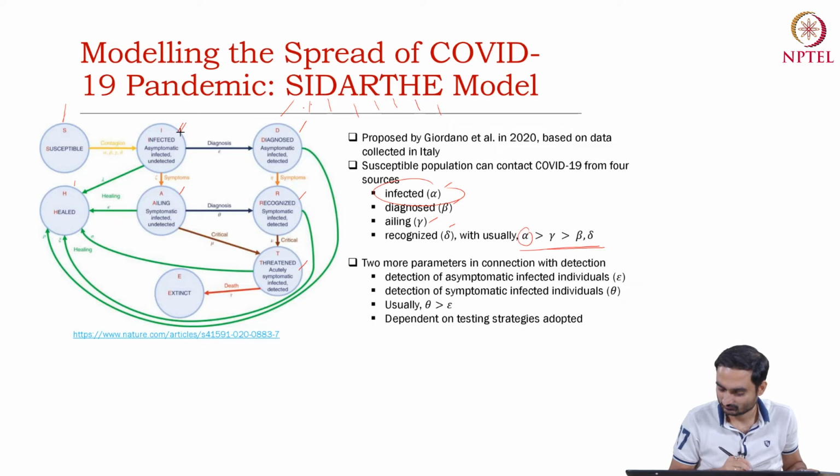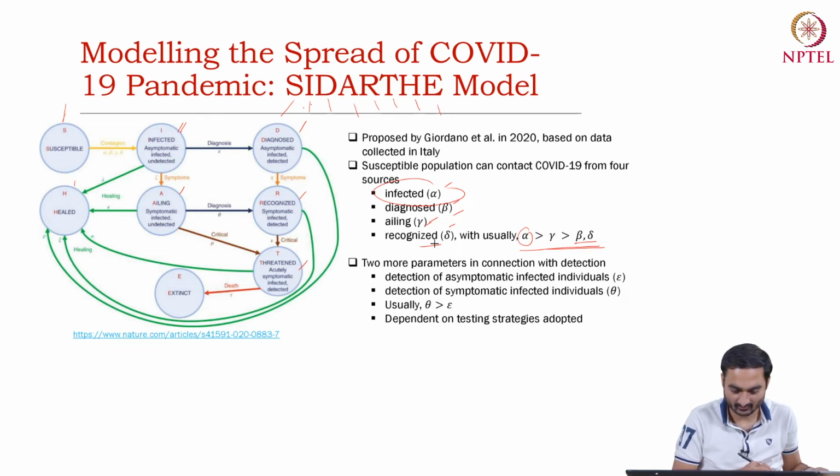And then diagnosed and ailing, these 2 probabilities are the least, because if things have already been recognized, already been diagnosed, identified, then people will basically avoid those populations, right. Therefore, it is less, right.